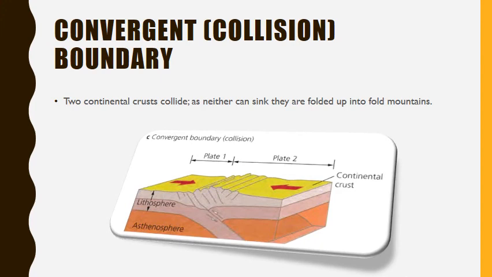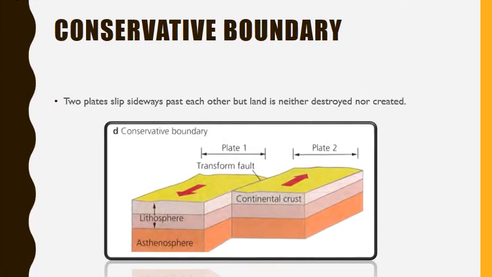Collision boundary means two continental crusts collide. As neither can sink, they are folded up into fold mountains. Conservative boundaries, or you can say transform boundaries: two plates slip sideways past each other, but land is neither destroyed nor created.